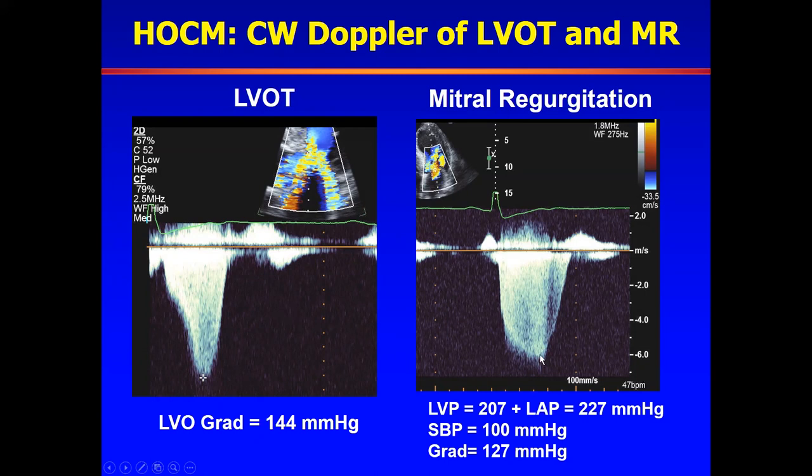For the mitral peak velocity, this is a reflection of the difference between the left ventricular and the left atrial pressure. So if we do the 4V squared and we add the left atrial pressure, then we have the left ventricular pressure. And if we know someone's systolic blood pressure is 100 and we assume this is similar to the pressure in the root of the aorta, it's an approximation, then you would expect a gradient of at least 127. So this gradient is certainly compatible and makes sense with the data we have here.